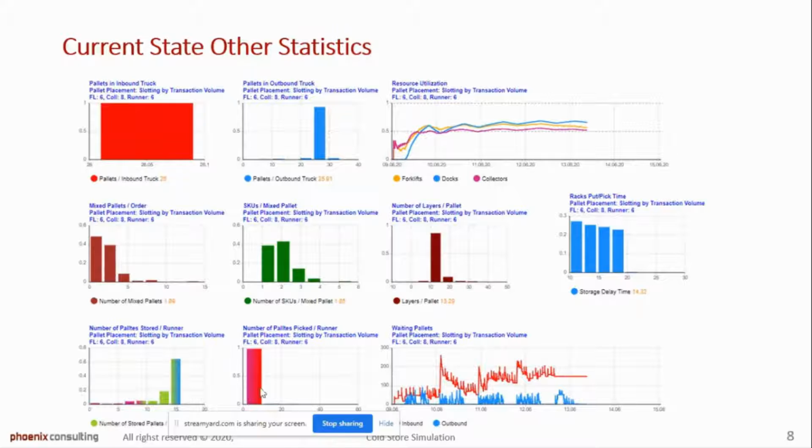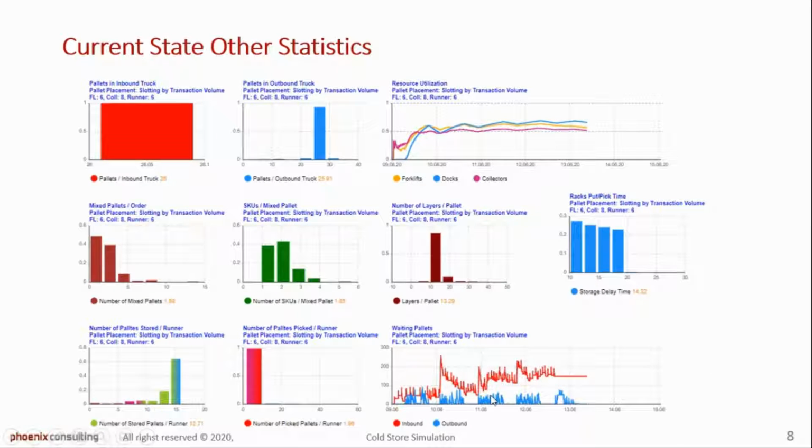And of course we did some other statistics as well, besides just utilization, to cross-check. So how many pallets we load on one truck, how many pallets we receive in one inbound truck, how many mixed pallets we make, how many different types of products we have in each mixed pallet on average, how many layers we build up in one pallet. All these to make sure that we are in line with the reality, just cross-check what they are doing, and this is reflecting the reality.